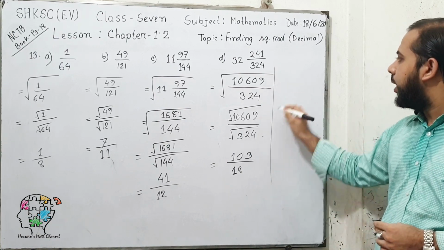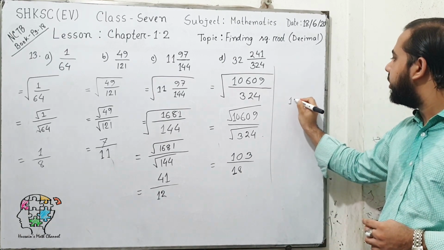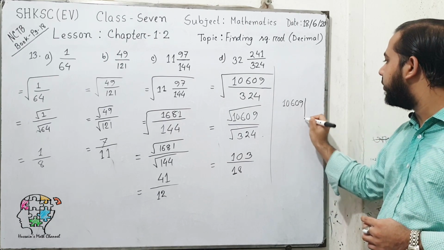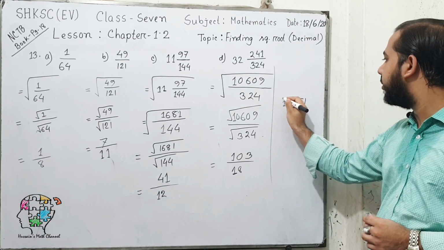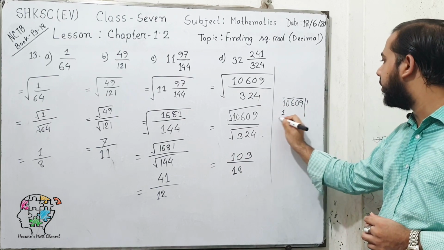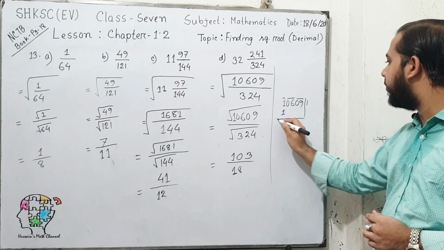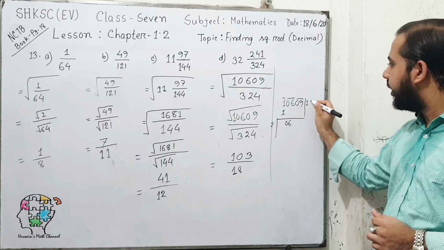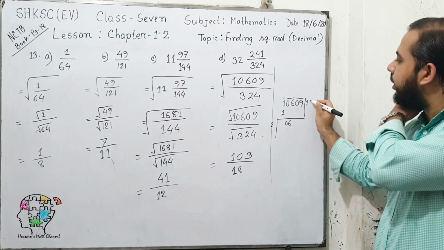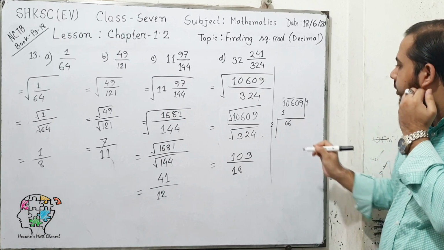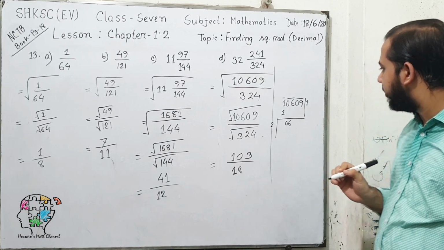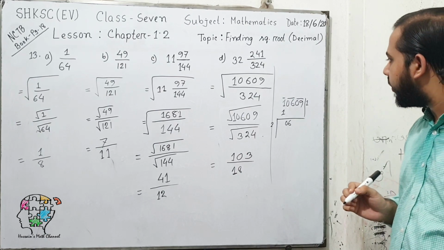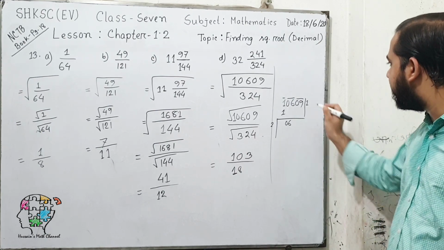Now you can also do rough work here. Finding the square root of 10,609. At first make pairs. So 1 will be the first one, and the next pair will be 06. 1 will be doubled as 2. So if we put here any one number which will be closest to this one, it will actually be 0.